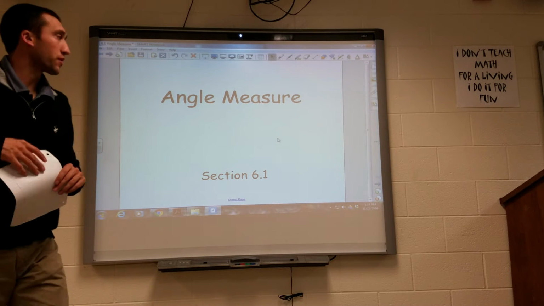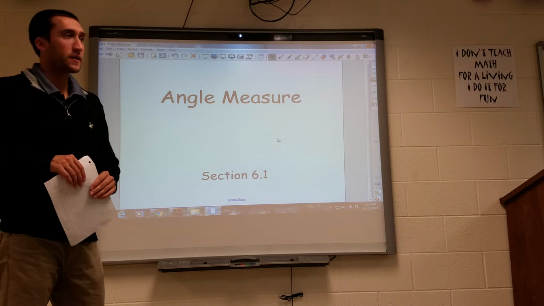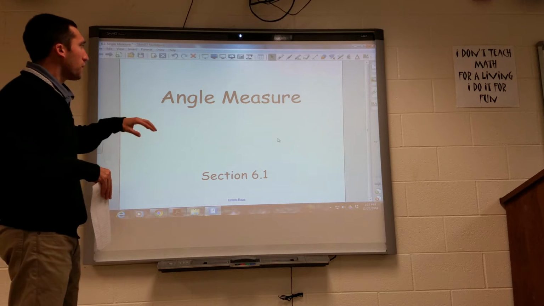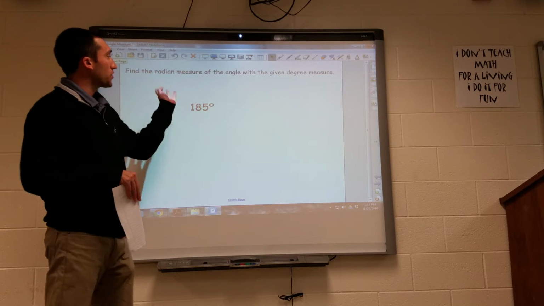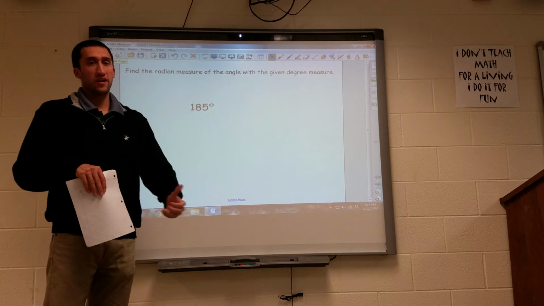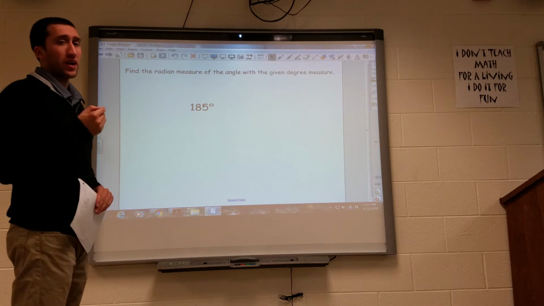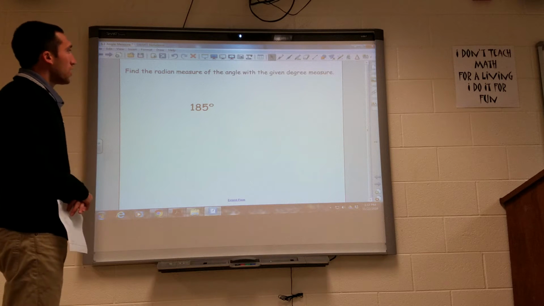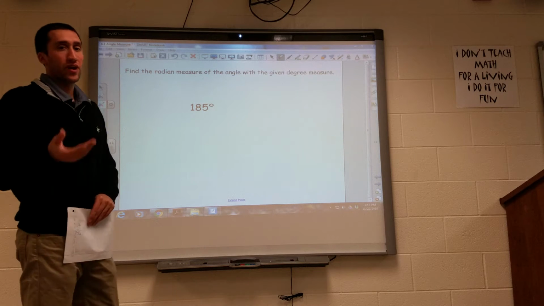Hello everyone, today we're talking about angle measure, section 6.1 in our book. And we've already kind of touched on it in chapter 5, but now we're really going to explain why we do what we do to get from degrees to radians. So first they want me to find the radian measure. Radians typically are going to have pi in them, we're used to that by now. And they have 185 degrees, they want it in radians.